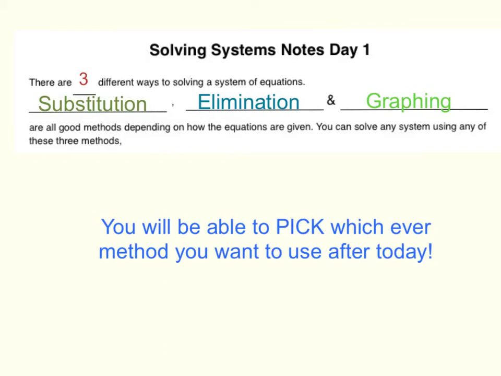Hey guys, today we're going to be solving systems, and this is just day one, so we're actually going to be doing this a few days, so you guys should get the hang of it. There are 3 different ways to solve a system of equations: 1 by substitution, 2 by elimination, and 3 by graphing. Now these are all good methods depending on how the equations are given to you. You can solve any system using any of these 3 methods though, okay? So basically you'll be able to pick whichever method you want to use after today. So today I'm just going to show you all 3 different methods.